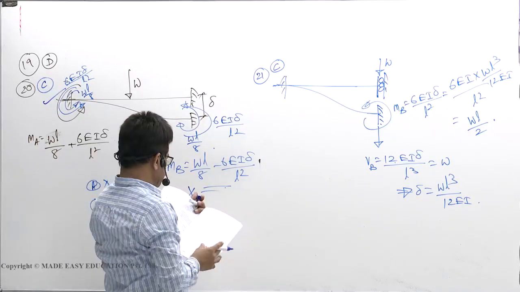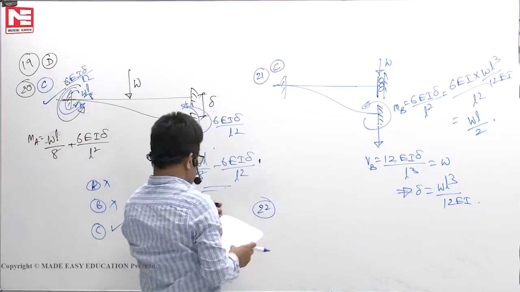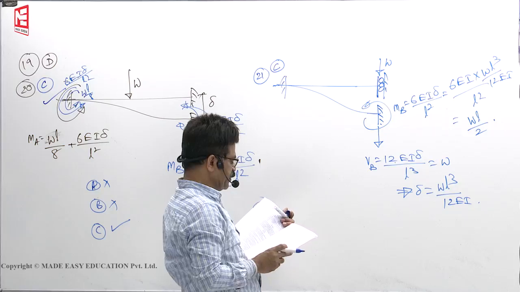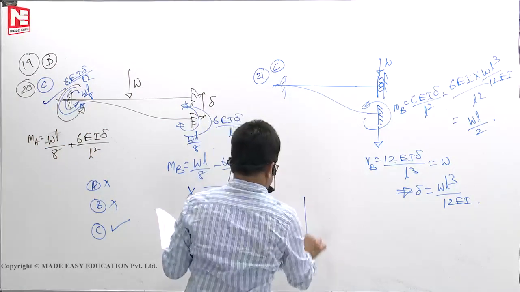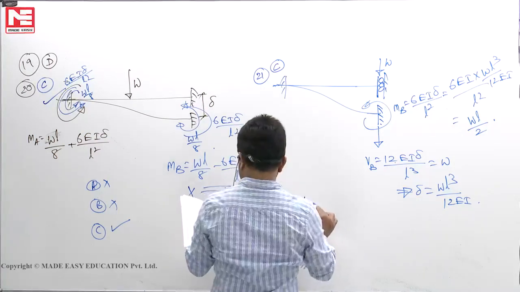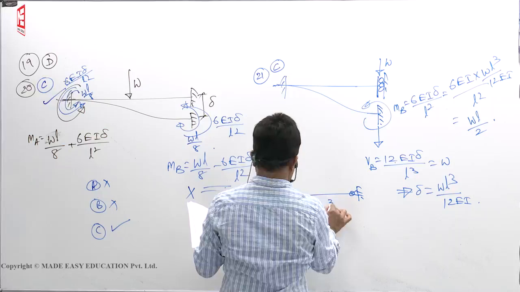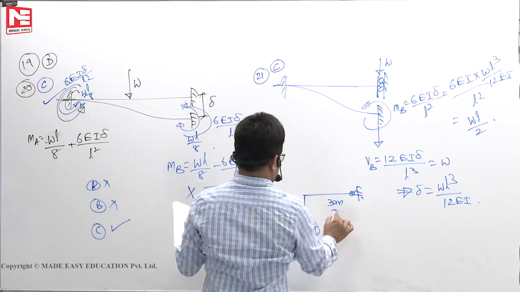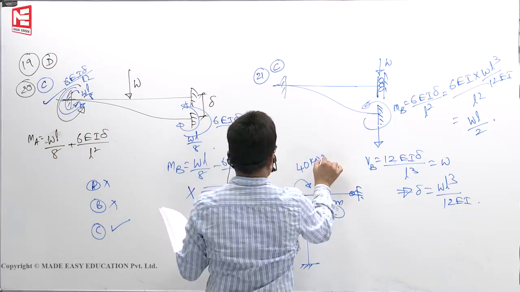We solved that in the class already. Then the 22nd one. For the rigid frame shown below, what is the moment reaction at A? See here, one end fixed, one end hinge. This length is 3 meters, this length is 4 meters. You are applying a moment of 40 kilonewton meter.